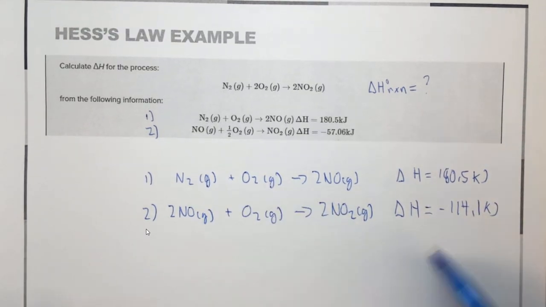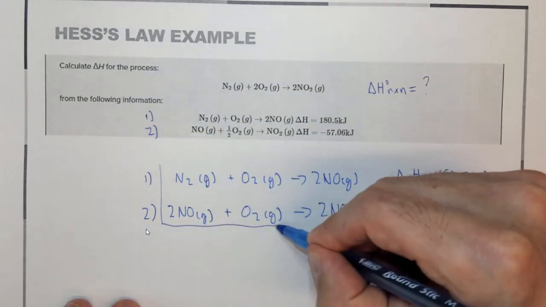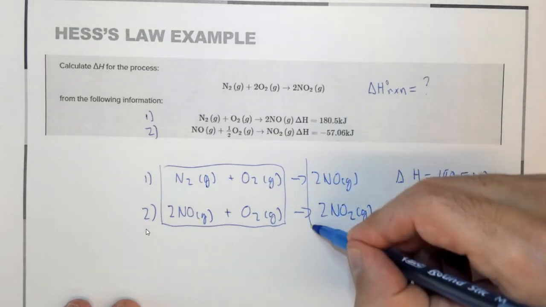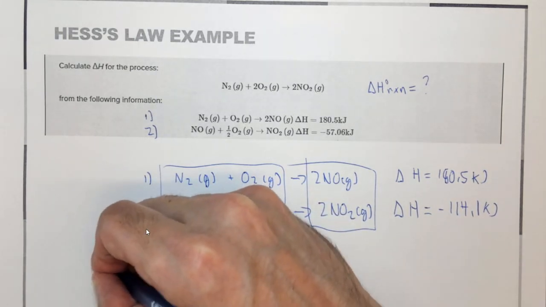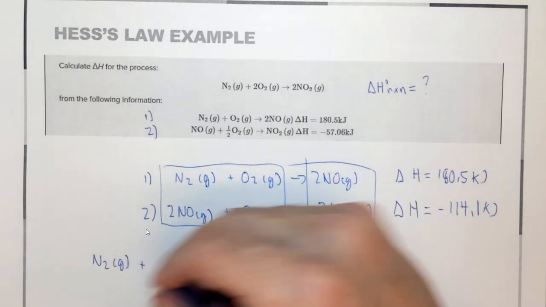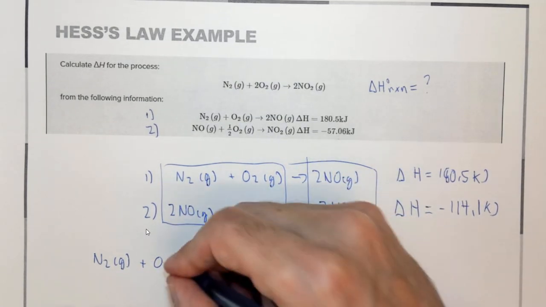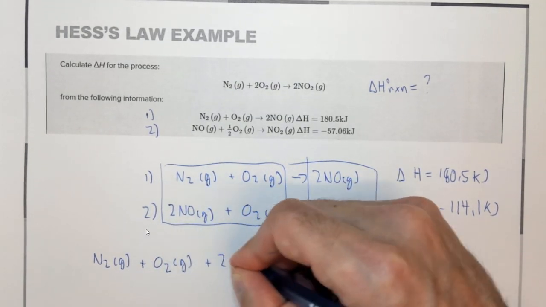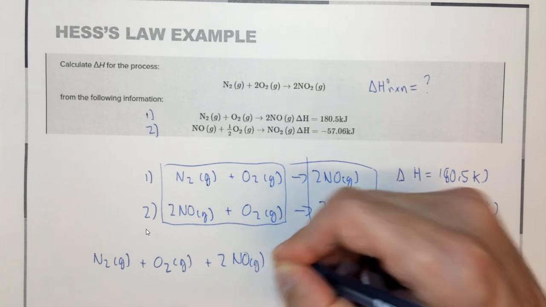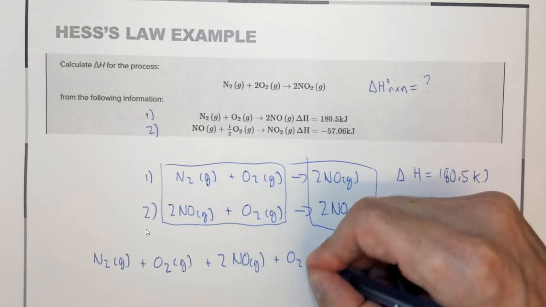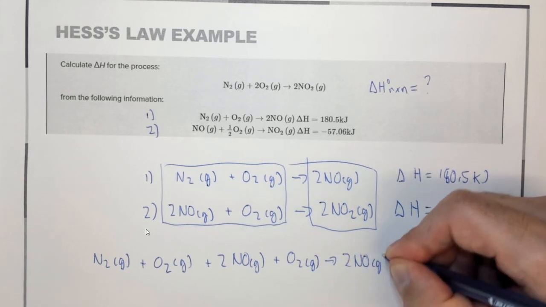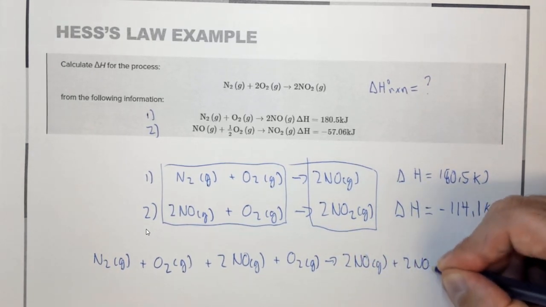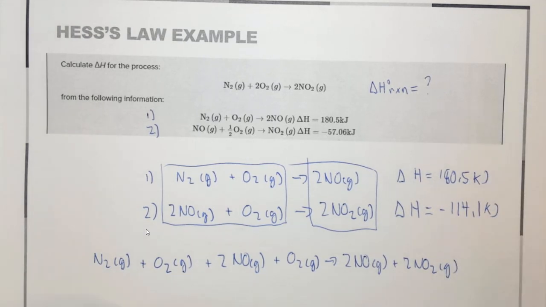Now I can add these reactions together. Remember, to add reactions together, everything on the reactant side goes on the reactant side. Everything on the product side goes on the product side. So I do N2 gas plus O2 gas plus 2NO gas plus O2 gas yields 2NO gas plus 2NO2 gas. Combine like terms and cancel the same thing on both sides.